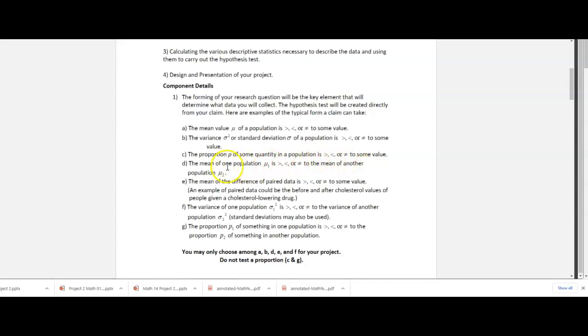D, the mean of a population, comparing it to another mean of a population. E, the mean of a difference of paired data. F, the variance of one population compared to another population variance, and G, the proportion of something in one population compared to another population. Now, you may only choose among A, B, D, E, and F for your project. And do not test proportions for C and G.